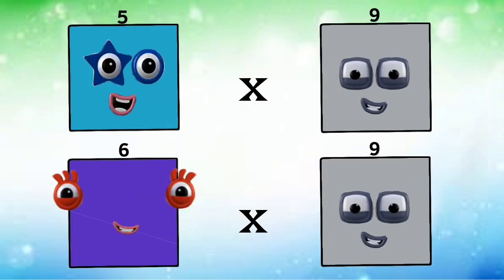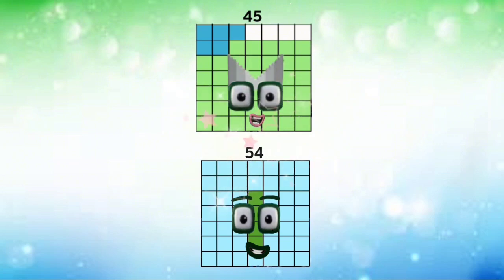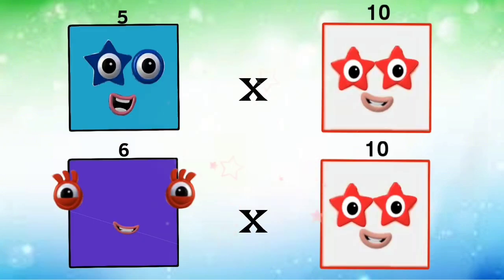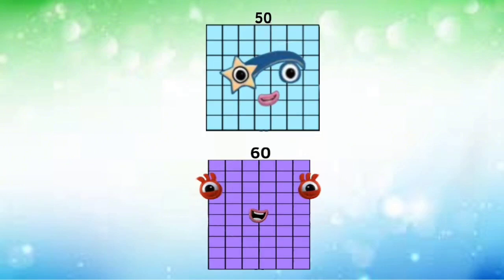5 and 6 times 9 equal 45 and 54. 5 and 6 times 10 equal 50 and 60.